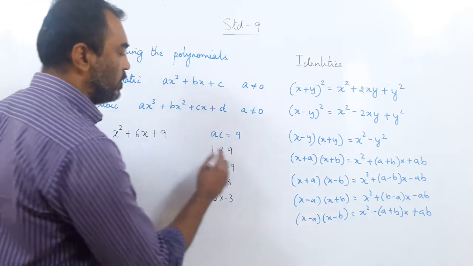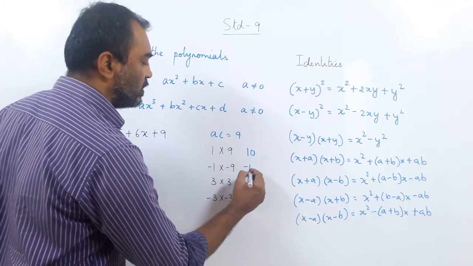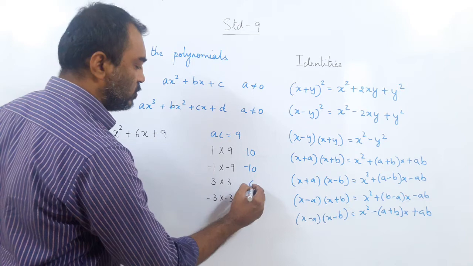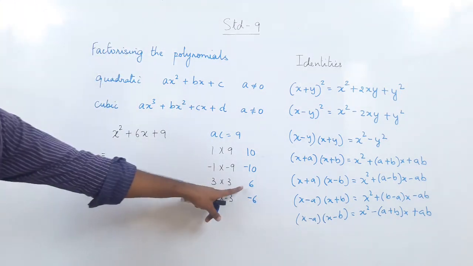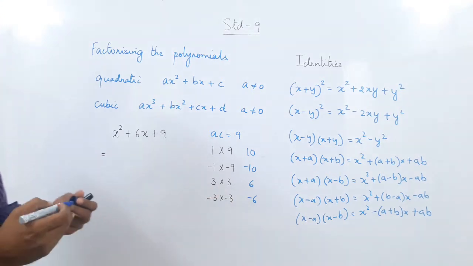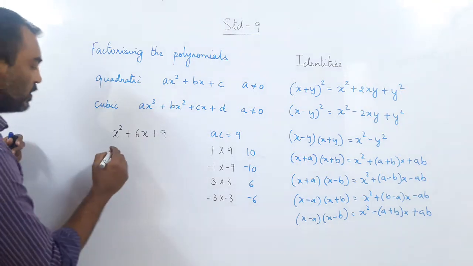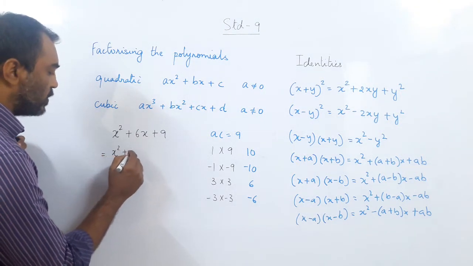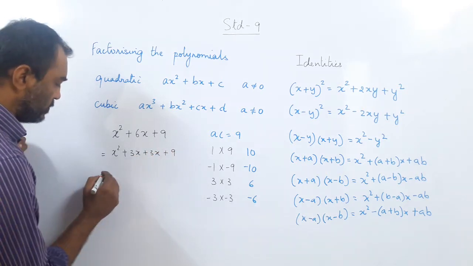Now let me add it. If I add 1 and 9, I get 10. Minus 1 and minus 9 gives me minus 10. This gives me 6, this gives me minus 6. What is the middle term here? The middle term is 6. So I will have the splitting 3 plus 3. So what splitting have I done here? X square plus 3x plus 3x plus 9.